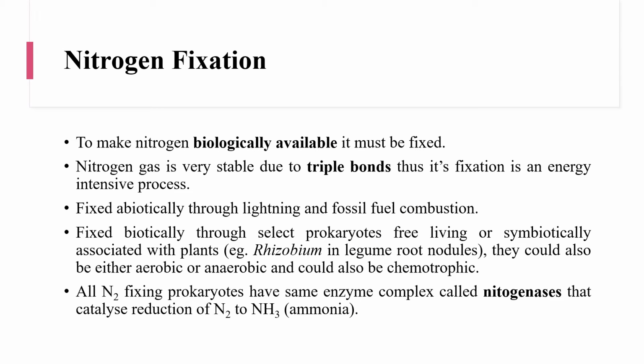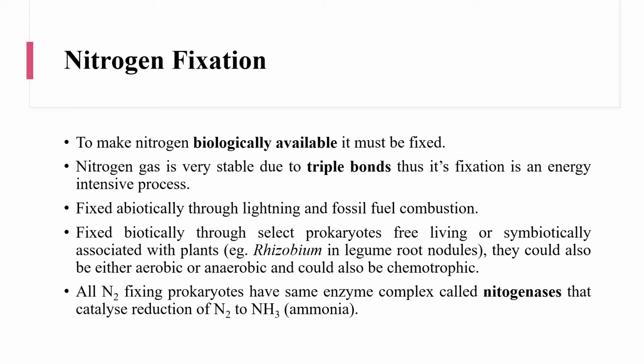The first step in the nitrogen cycle is nitrogen fixation. It makes the available atmospheric nitrogen into biologically available form. As nitrogen gas is a very stable molecule due to the presence of triple bonds, it is a very energy intensive process. Abiotically, it can happen through lightning strikes and even in fossil fuel combustion. But biotically, it is fixed through a select group of prokaryotes that are free living, or it could be symbiotically associated with plants, like your rhizobium, which is involved with the root nodules of legume plants.